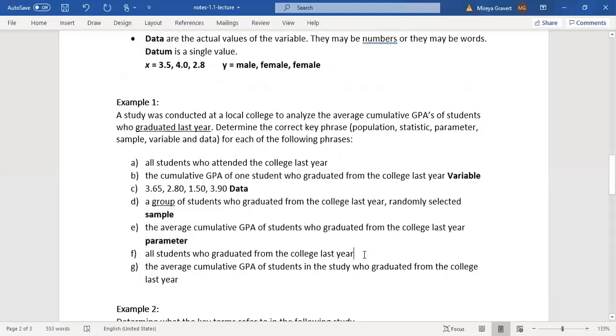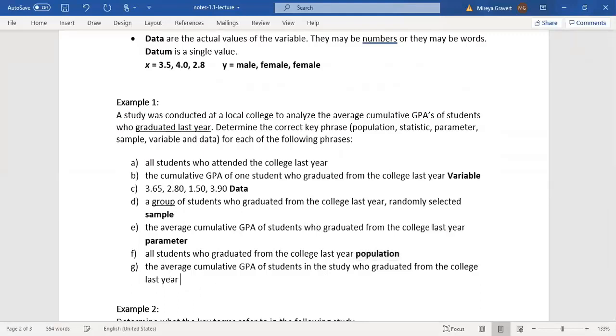F, all students who graduated from the college last year. So it looks very similar to A, but this one actually does say that they graduated from college last year. So this would be your population. Okay, so that's your population.